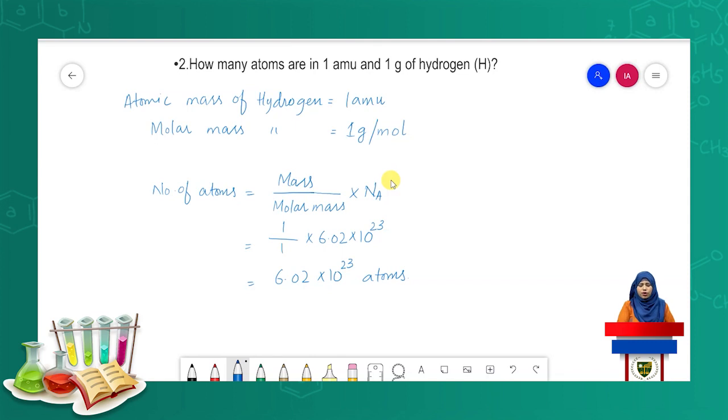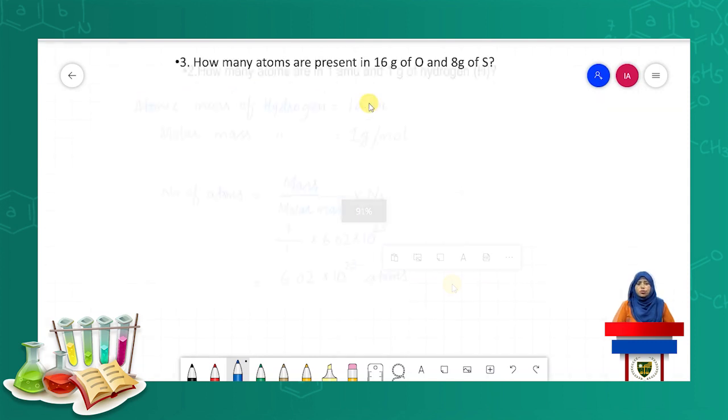Now let's move to our question number 3. Question number 3 is how many atoms are present in 16 gram of oxygen and 8 grams of sulfur. मतलब इस क्वेश्चन के हमारे पास 2 पार्ट्स हैं। पहला पार्ट ये है कि 16 ग्राम ऑक्सीजन में कितने एटम्स हैं, और दूसरा ये है कि 8 ग्राम सल्फर में कितने एटम्स हैं। सो इस क्वेश्चन में भी हम सेम वही फॉर्मूला यूज करेंगे जो कि हमने प्रीवियस क्वेश्चन में यूज किया है, बट वी हैव टू यूज दैट फॉर्मूला 2 times. So first let's do it with oxygen.